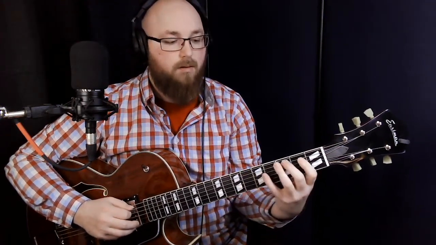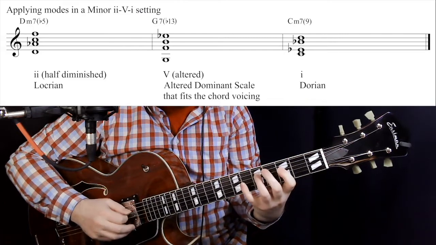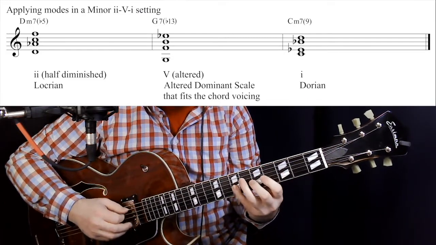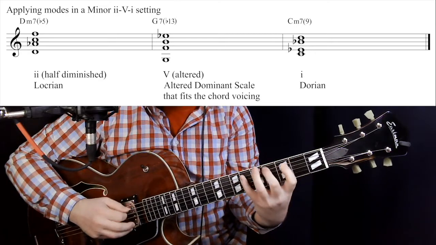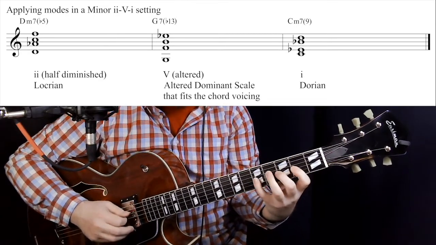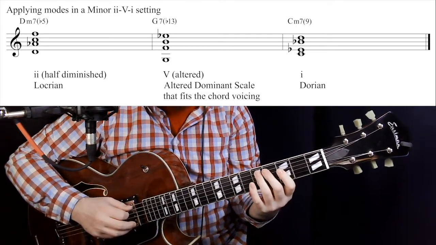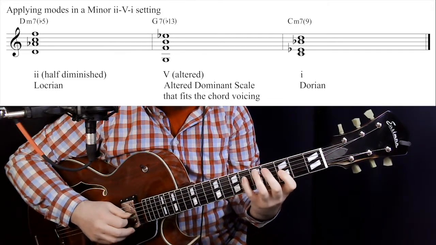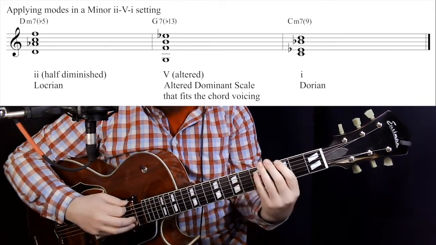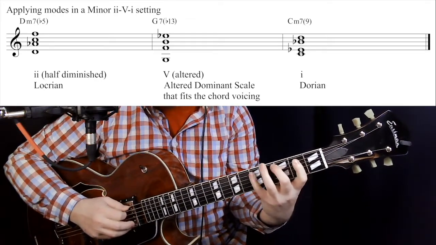Again, Locrian, altered, to Dorian. That'll sound like this. Again, one more time. Locrian for D. Altered for G. Dorian, C minor.